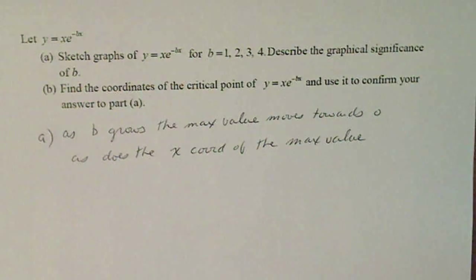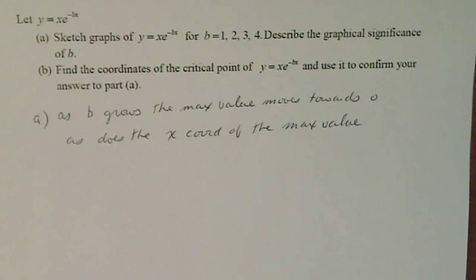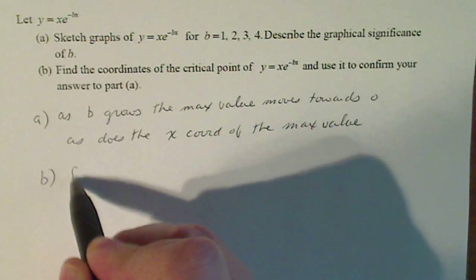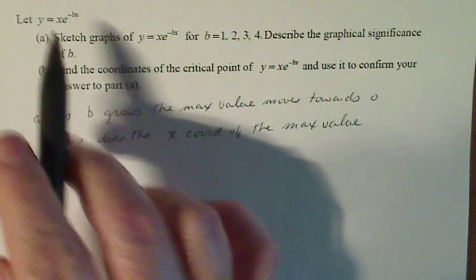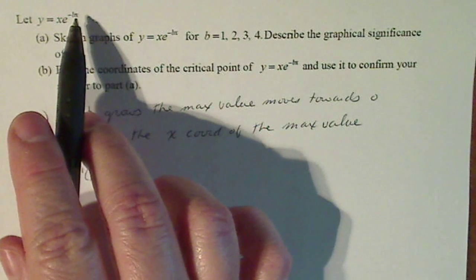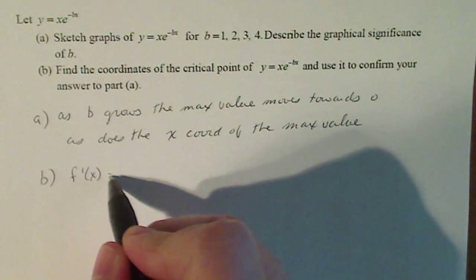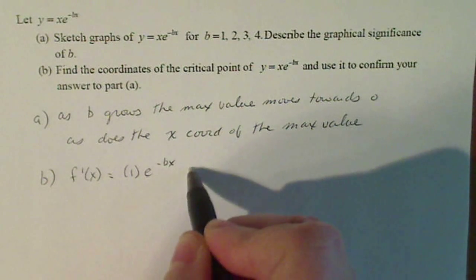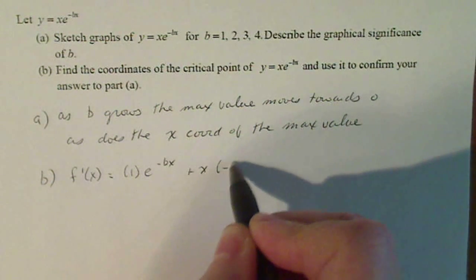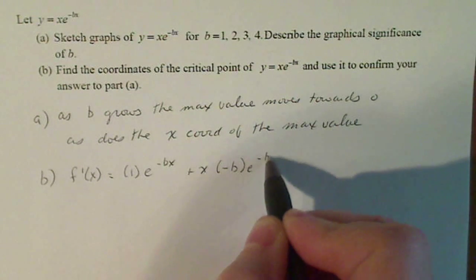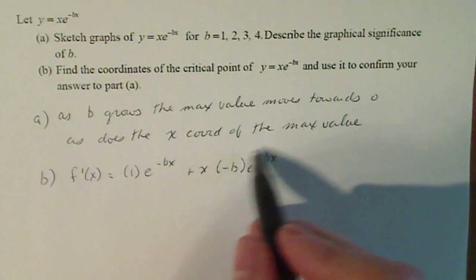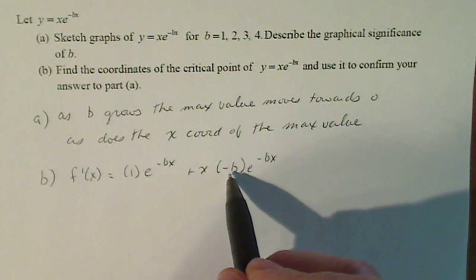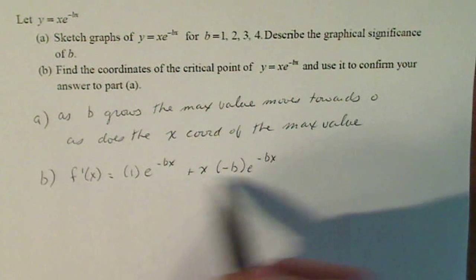Okay. Now part B says find the coordinates of the critical points and use it to confirm your answer. So when I find the critical points, I need f prime of x. Now this is a product of two things, x times e to the minus bx. So I have to use a product rule. The derivative of the first function times the second function plus the first function times the derivative of the second function. Use a chain rule here to take the derivative of e to the minus bx. So that means I take the derivative of the power times the original exponential, and there you go.